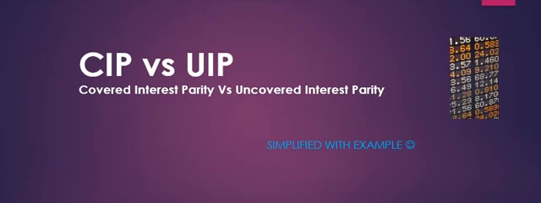Hi friends, today we are going to discuss the difference between covered interest parity and uncovered interest parity. So let us look at what it is with some example.